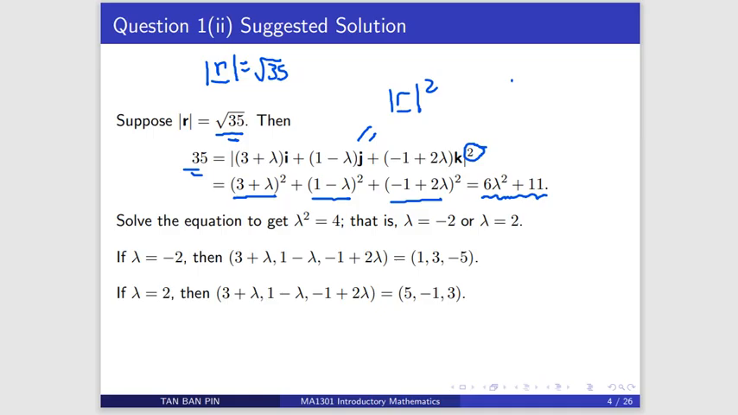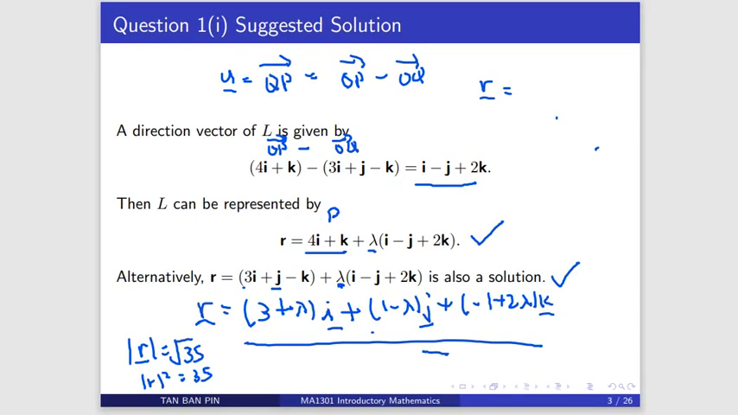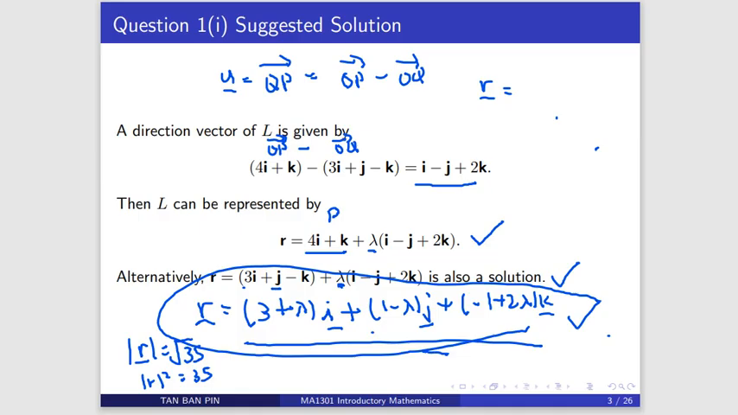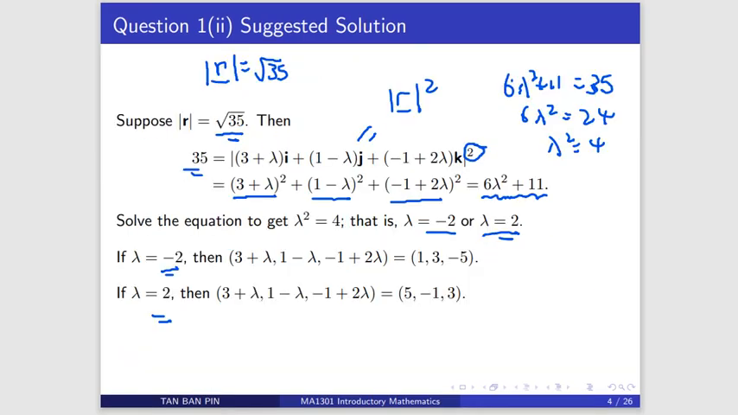With that, you can say 6 lambda squared plus 11 is 35. So 6 lambda squared will be 24, and lambda squared will be 4. So lambda is plus or minus 2. Then just put lambda as minus 2 and lambda as 2 into this equation, and you will get these two answers: 1, 3, minus 5, and 5, minus 1, 3.